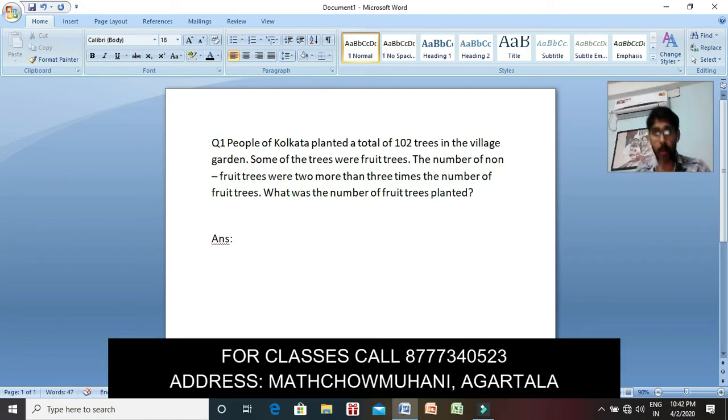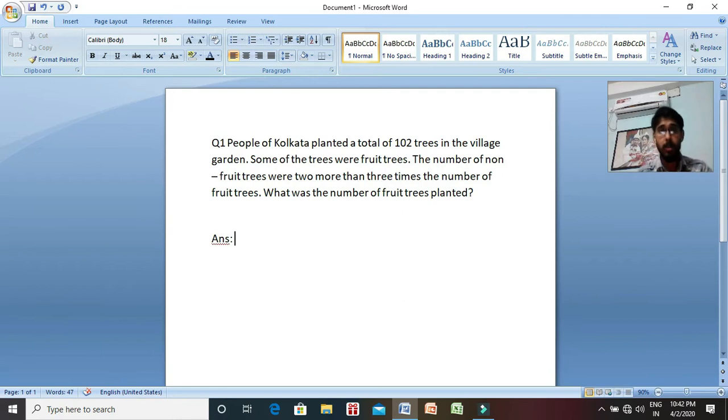Okay, so the first question in front of you is an equation based question, as the chapter is also simple equations. The question says, people of Kolkata planted a total of 102 trees in the village garden. Some of the trees were fruit trees. The number of non-fruit trees were 2 more than 3 times the number of fruit trees. So what was the number of fruit trees planted?